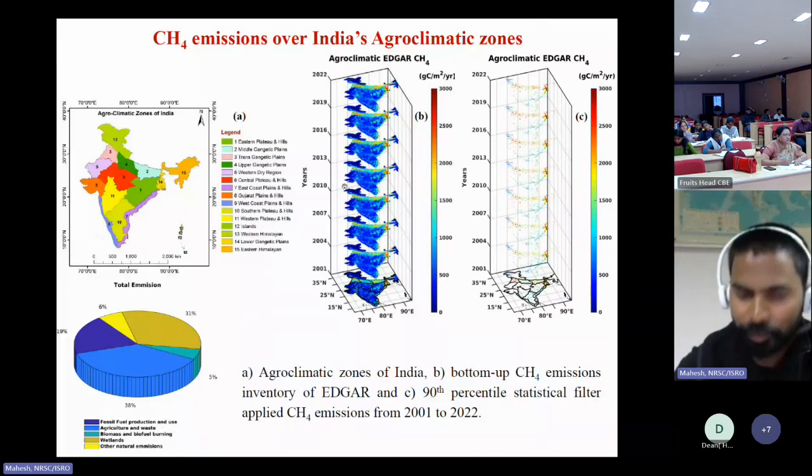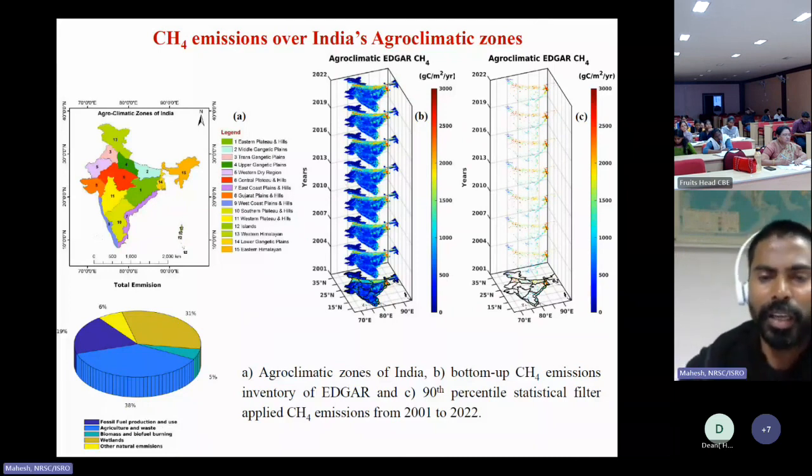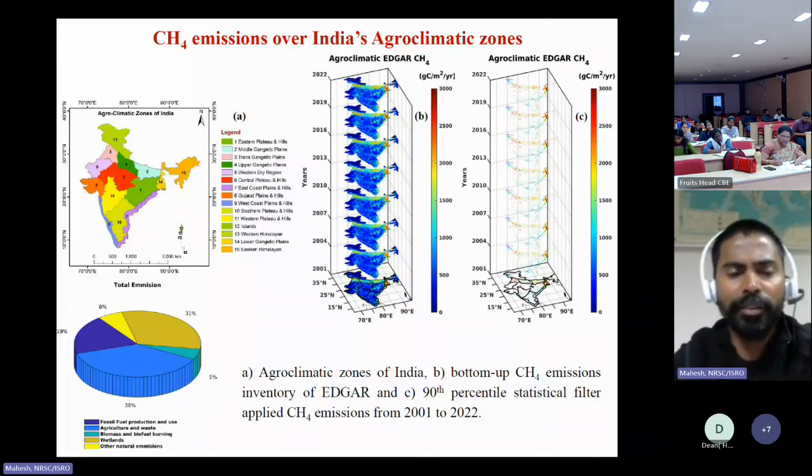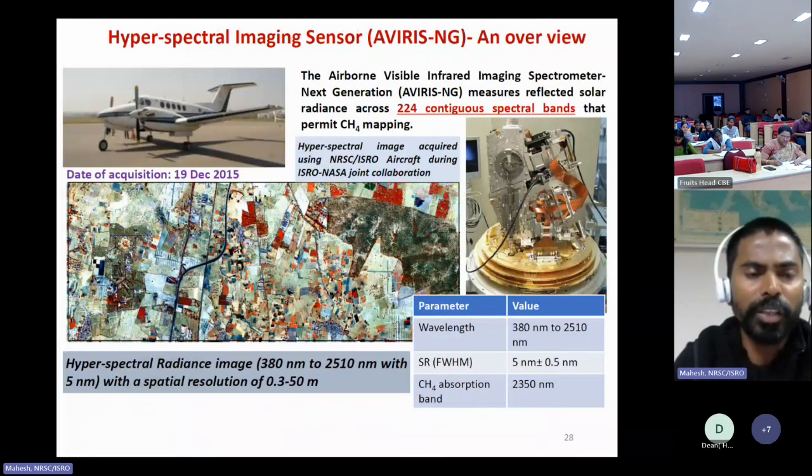So we have taken up detailed studies to see how coal thermal power plants, wetlands and agroclimatic zones are contributing to methane emissions in the Indian region. And this is one very interesting thing we have demonstrated.